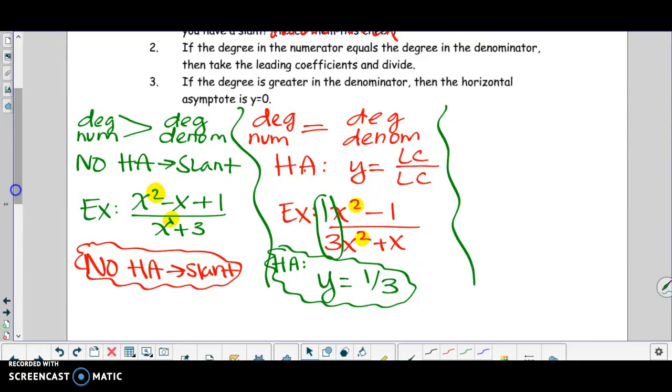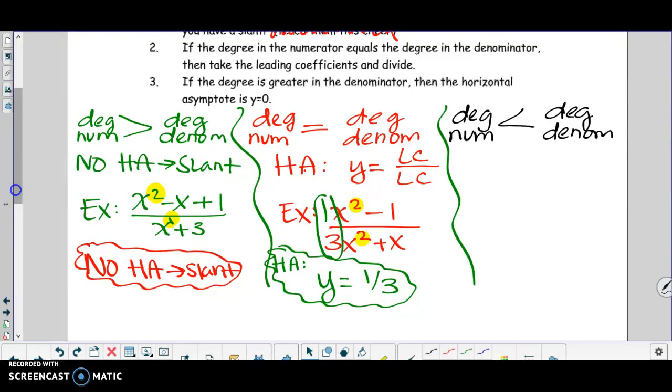What if I switched it? What if it was 3 and then 1? What would be my horizontal asymptote? y equals what? 3. 3 over 1 is just 3. Okay? Now, what do you think the last rule is? If we've done greater, equal, what's the only other thing to think about? Less than. Degree of the numerator is less than, I have to think about which direction. Remember, it makes an L. Yep.